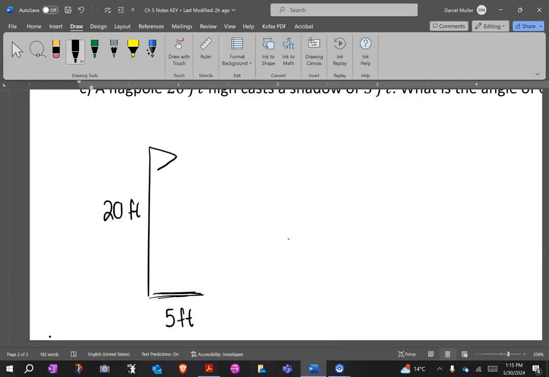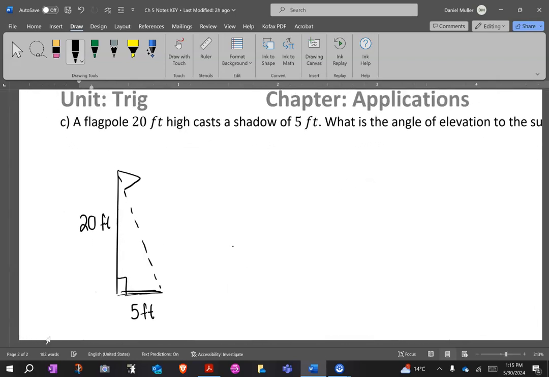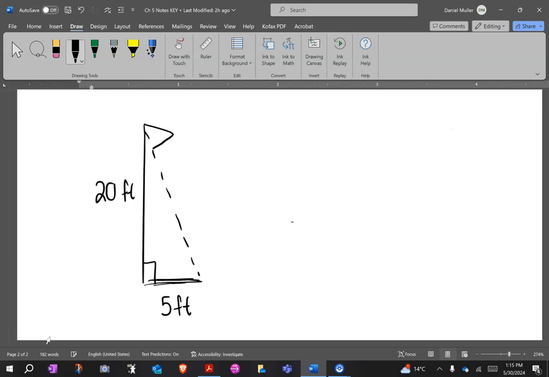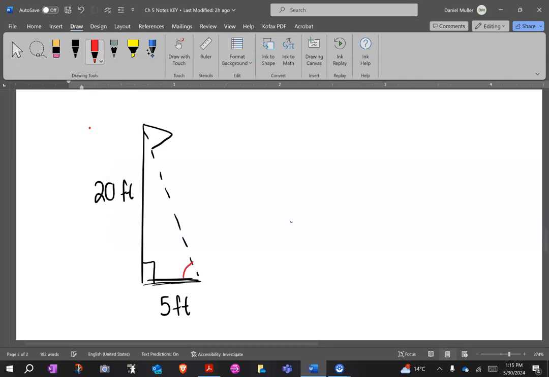I'm assuming we're going to have some sort of triangle here. It looks like we're going to have this 90 degree. So let's see what it's asking for. What is the angle of elevation to the sun? So the shadow is obviously created from the sun. The sun's hitting the flagpole and creating the shadow. And it's about looking up. So we've got this looking up here. And we don't know what that angle is. So that's unknown.